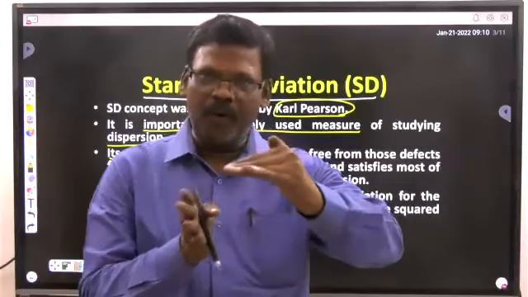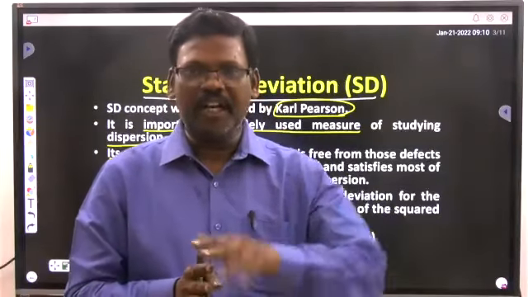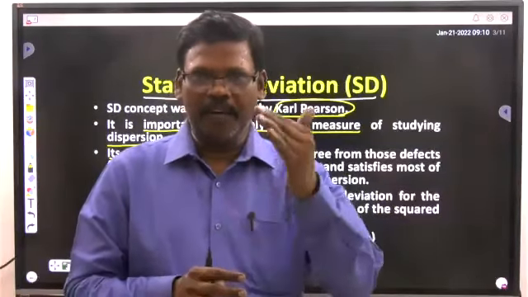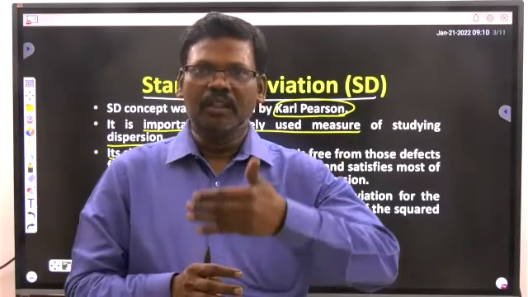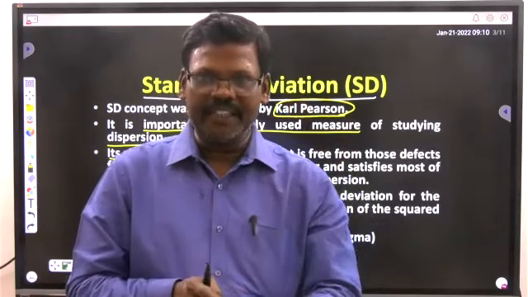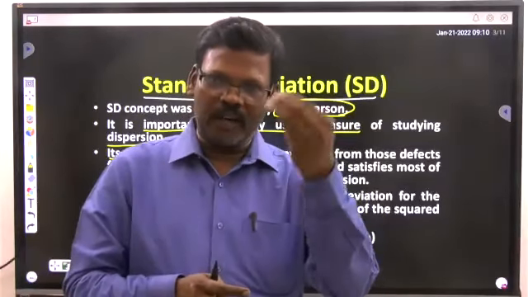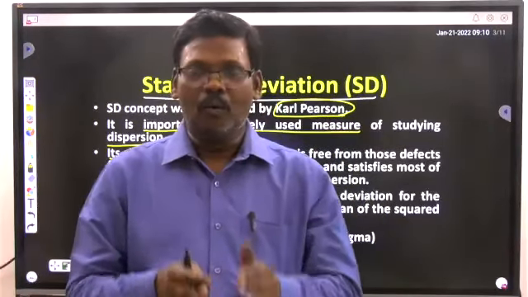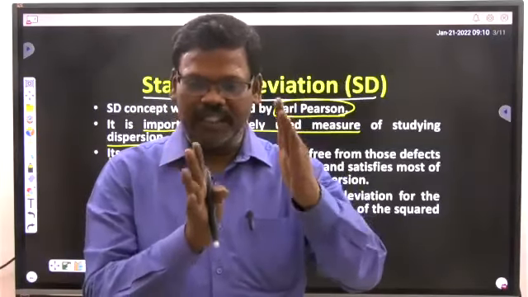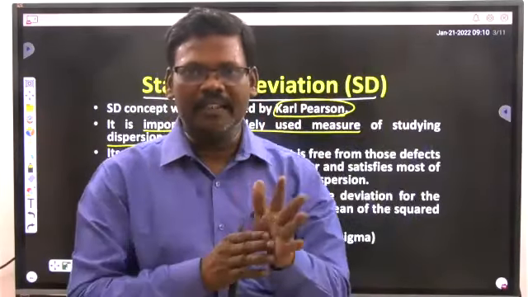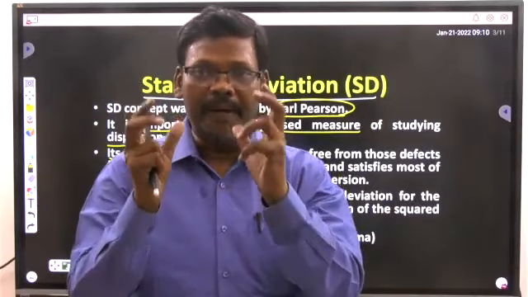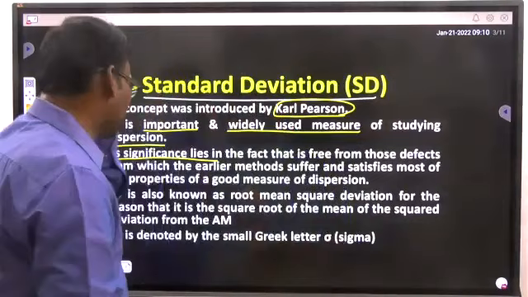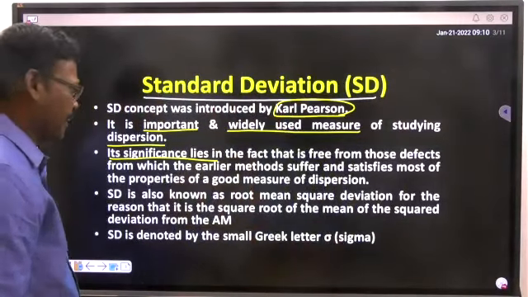Before the standard deviation, there are many measures, like we have range, quartile deviation, and the mean deviation. Before that we have the central tendencies. Whatever defects we see in those methods, those defects can be minimized with the standard deviation.